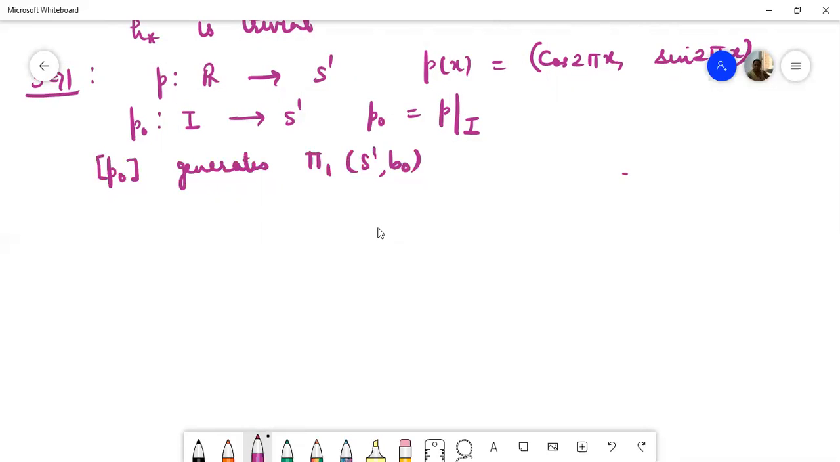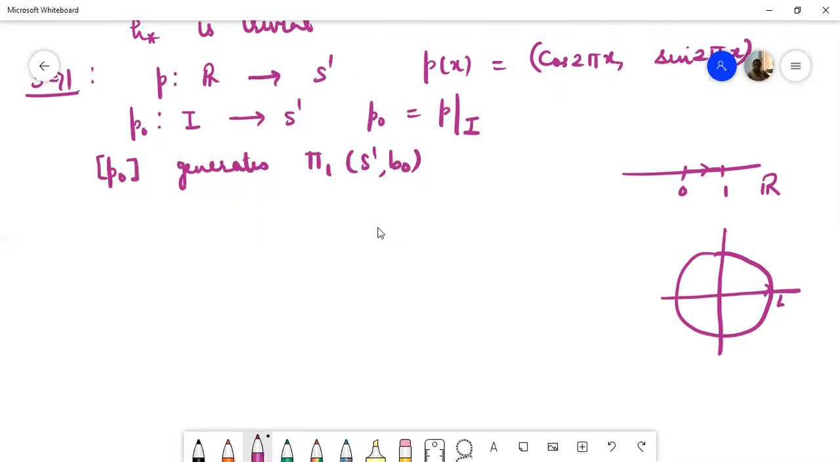So we can say like this, let us say this is R, so 0 and 1. So this is the lifting of P naught, and this is our circle. This point is B naught. So P naught is the path which starts like this at B naught and ends at the point B naught. So the lifting of this path P naught is this path, when we have this P as a covering map.